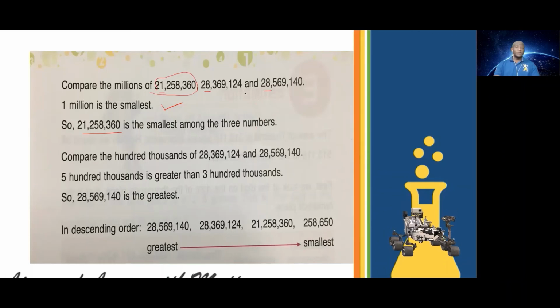Now let's compare the last two, this and this. Compare the 100,000s. This has 300,000. This one has 500,000. So 500,000 is greater than 300,000. So therefore, this number is the greatest. So we arrange them in descending order in this format, from the greatest to the smallest.